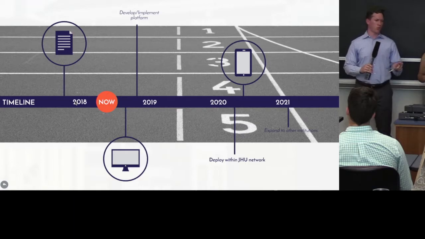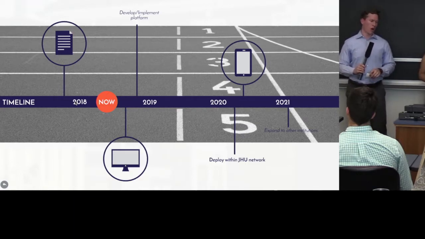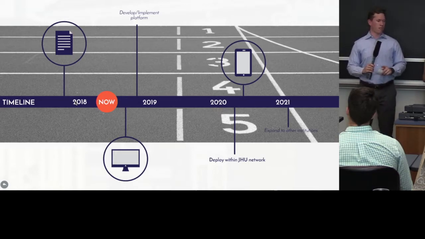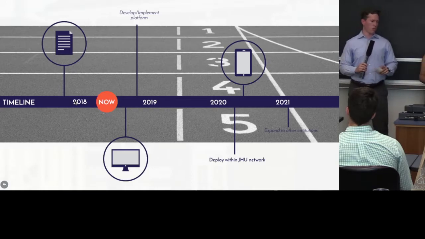And notional timeline here, we said we could develop this product in 6 to 12 months based off of conversations with relevant faculty. We would deploy this within the Johns Hopkins network and then expand beyond that after our deployment.